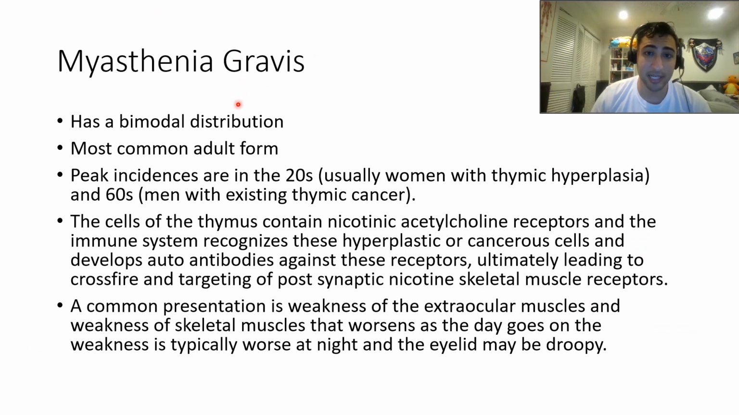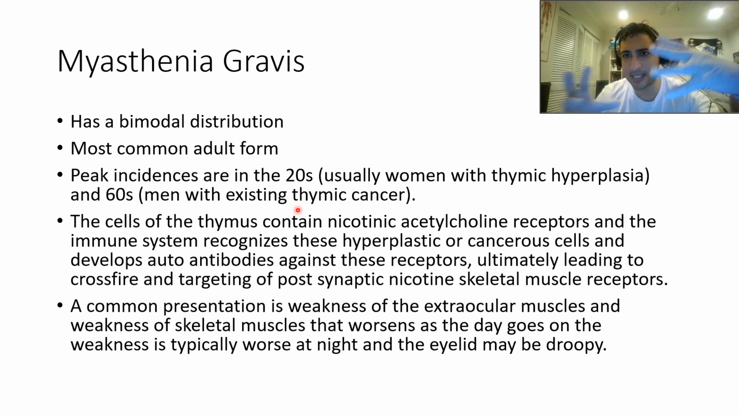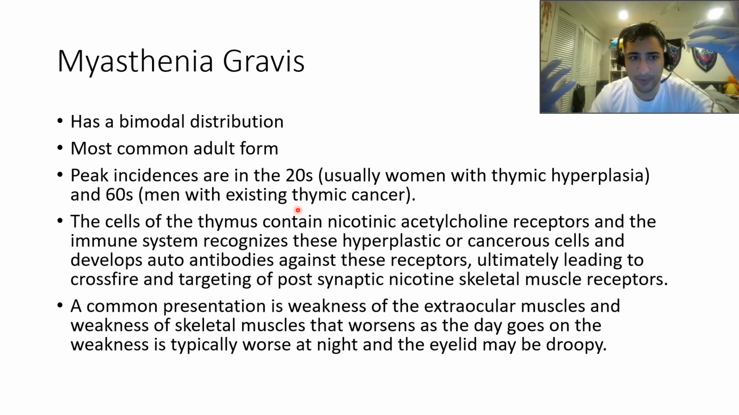And that brings us to myasthenia gravis, which is a very important clinical condition that you absolutely must know everything about for step 1 and step 2. It has a bimodal distribution. It's the most common adult form of myasthenic syndromes, and the peak incidences are usually starting in the 20s, and typically it's a young woman with thymic hyperplasia and weakness that gets worse throughout the day, versus in the 60s, when the older patients who will present for the first time with myasthenia gravis is usually in the context of thymic cancer.